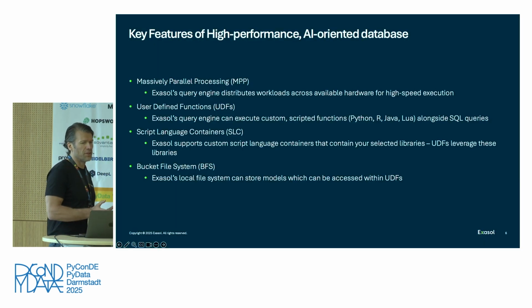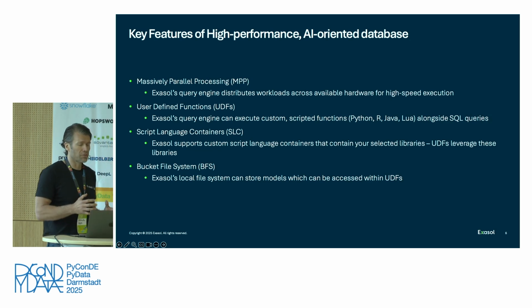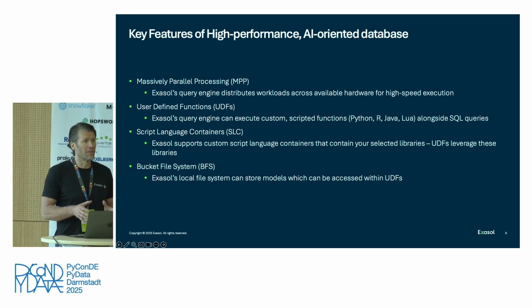So what are the key features that allow this to be possible? Because you say, well, can all databases do that? And no, they cannot, because there's a lot of key features that you want that are AI focused. So the first one, as I mentioned earlier, is the idea of massively parallel processing. Really put emphasis on the massive part, right?